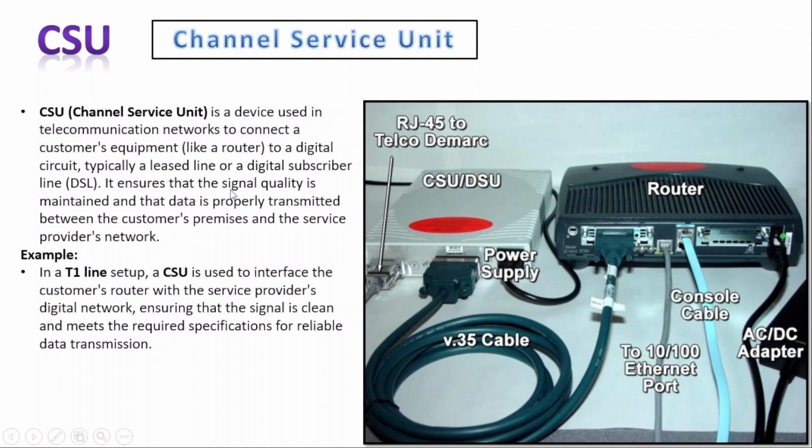It ensures that the signal quality is maintained and the data is properly transmitted between the customer's premises and the service provider's network. Example: in a T1 line setup, a CSU is used to interface the customer's router with the service provider's digital network, ensuring that the signal is clean and meets the required specification for reliable data transmission.